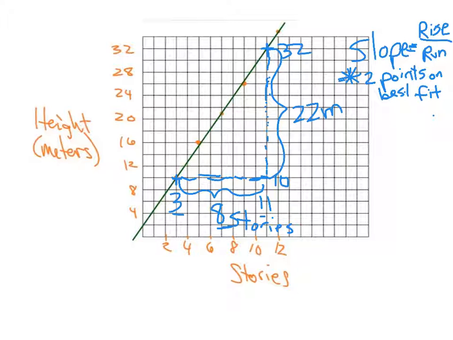Now what? Now I take my rise of 22 meters divided by my run of 8 stories. Rise over run. Here we go. 22 meters.